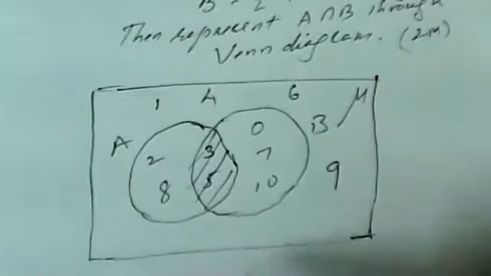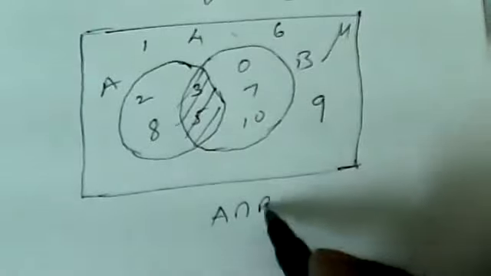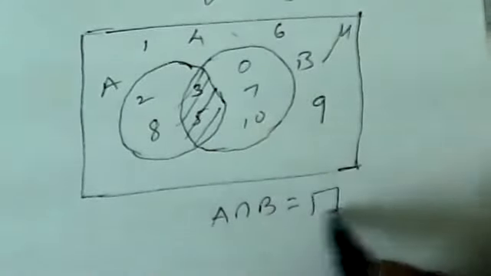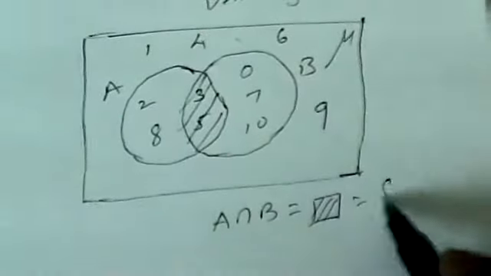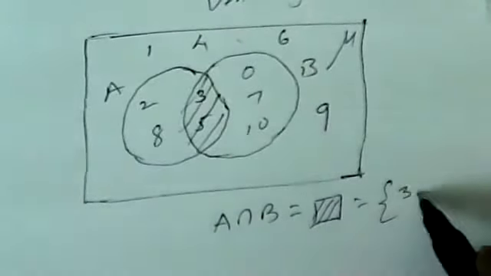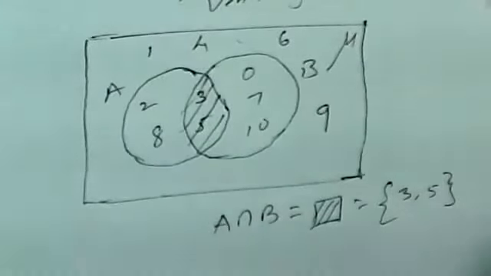And write down A intersection B is equal to shaded region and contain the elements 3 comma 5. Okay, please note down this problem. Next question, second question. This is of 4 marks.